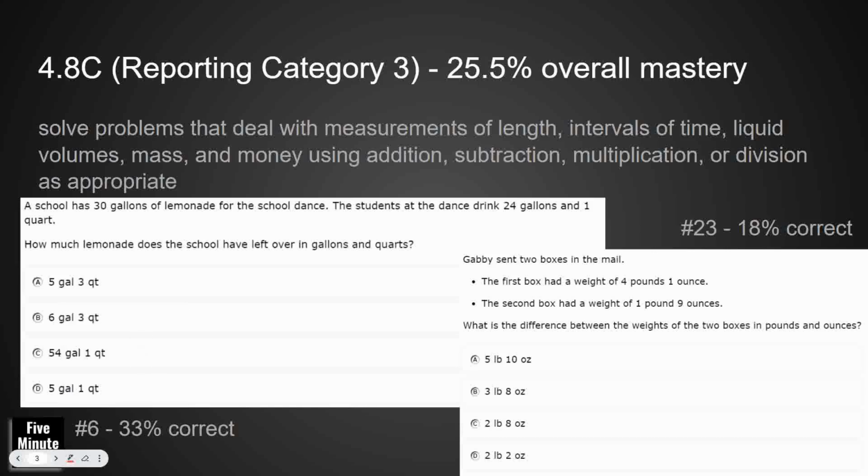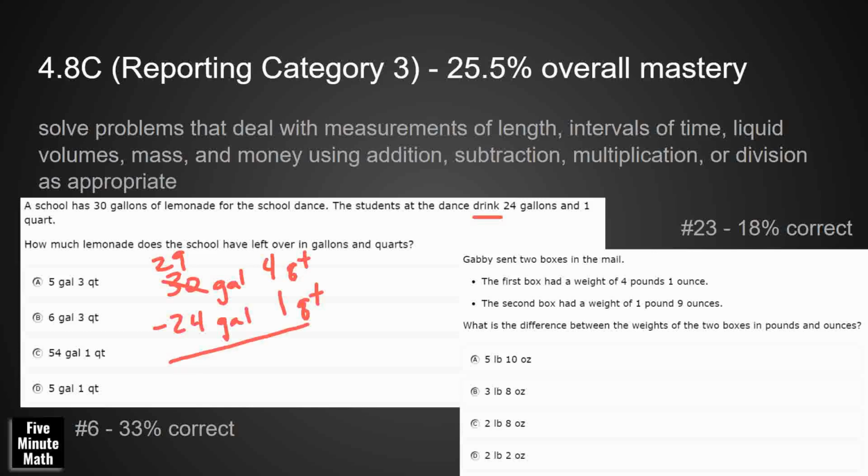Okay, so the school had 30 gallons of lemonade, right? And I'll just solve it kind of in a short way. We had 30 gallons of lemonade. They drink 24 gallons and then 1 quart. So obviously drawing a picture might be a little bit easier than this, but if you want to subtract, we have to regroup. Problem is regrouping is a little bit weird, because if we take 1 gallon, it breaks up into 4 quarts, not 10. So if we do it like this, now it's going to make sense. We've got 3 quarts and we've got 5 gallons left.